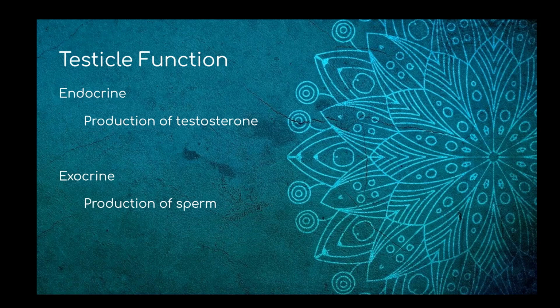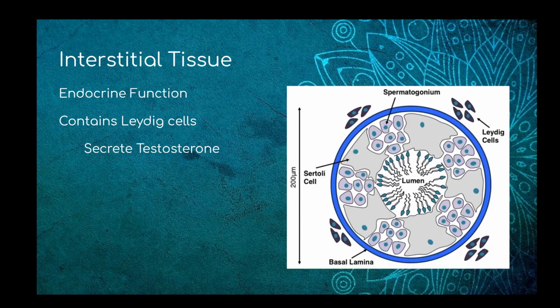But it's exocrine because it has a duct that it releases things through as well. So remember, the pancreas has the pancreatic duct that it releases juices through. That's why it is considered exocrine and endocrine. It has 2 functions. So the endocrine part of the function of the testicle comes from the interstitial tissue of the testicle. And the interstitial tissue is the tissue that sits around the seminiferous tubules. And in the interstitial tissue are the Leydig cells.